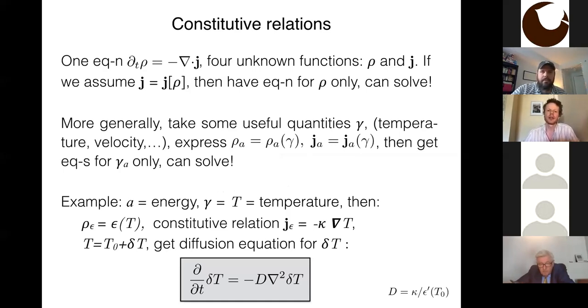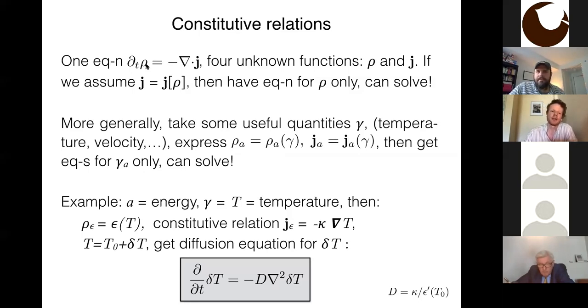So there is one more ingredient that you need in hydrodynamics. It's called the constitutive relations. So if you look at this conservation law right here, you see it's basically one equation and there are four unknown functions. One unknown function is this density rho that sits on the left-hand side, and this flux is a vector, and in 3 dimensions, a vector has 3 components. So you have 3 unknown functions here and 1 unknown function here. You have 1 equation, 4 unknowns. There is not much you can do.